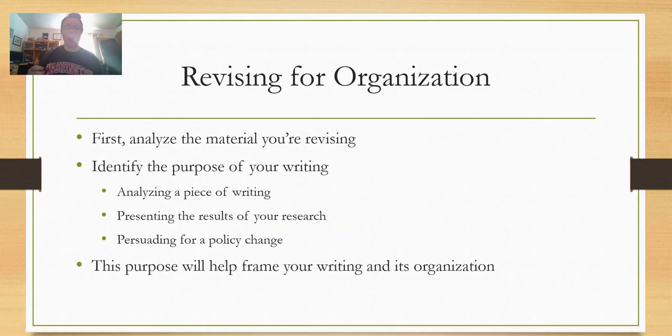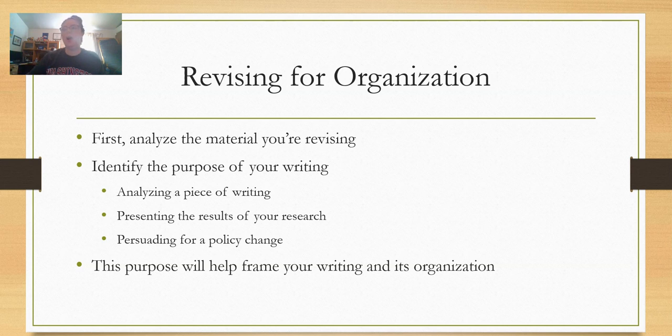Let's now consider methods and strategies for revising for organization. So first and foremost, we want to analyze the materials that we're revising. The first thing that we want to do will be to identify the purpose of the writing. Remember when we talked about the rhetorical situation, purpose was something that we really took time considering and evaluating. So why is the writer writing? When we revise for organization, the first thing we want to ask ourselves is, okay, why am I writing? What is the purpose of this? For what reason am I writing on this topic and in this manner?